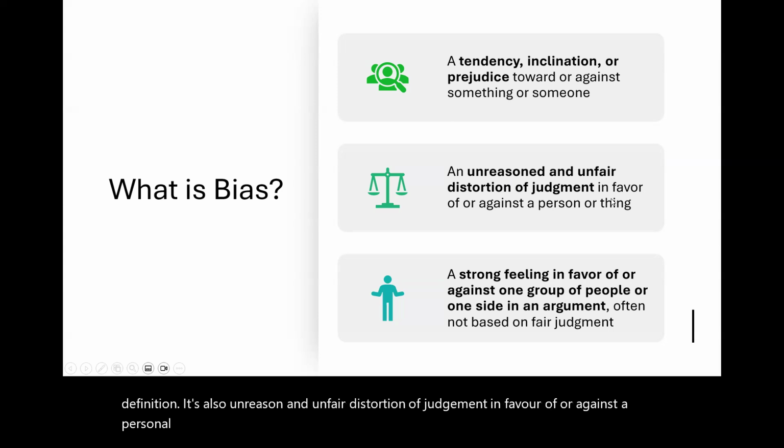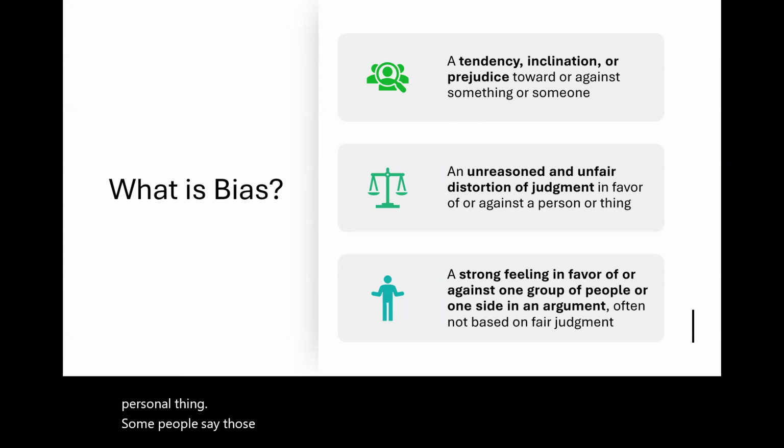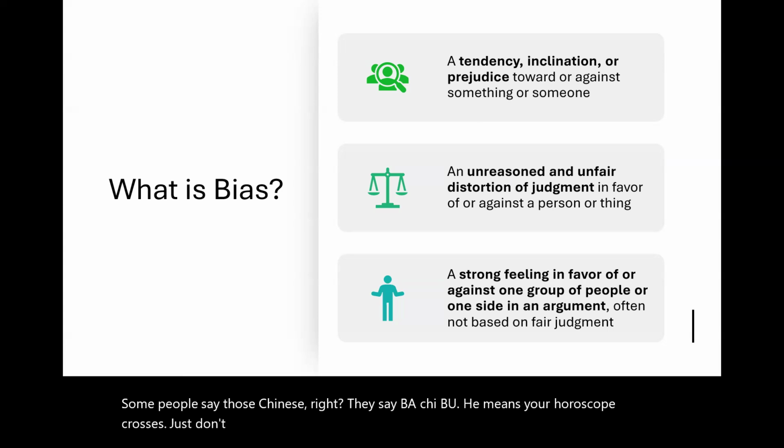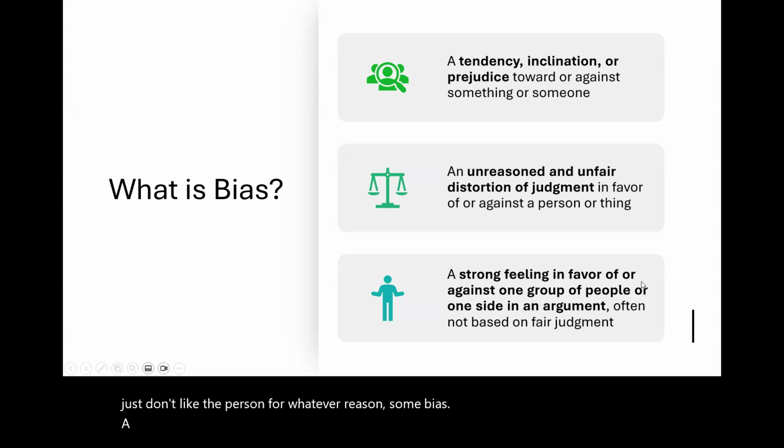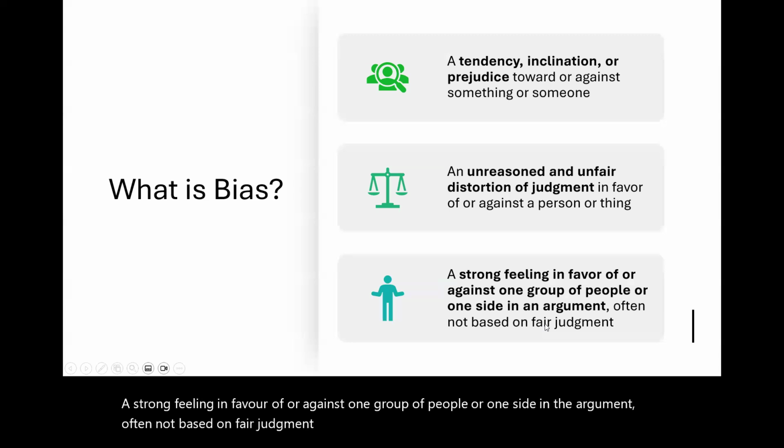thing. So some Chinese people say 八字不合, which means your horoscopes clash. You just don't like the person for whatever reason, some bias. A strong feeling in favor of or against one group of people or one side in an argument, often not based on fair judgment. So recently I read about economics.